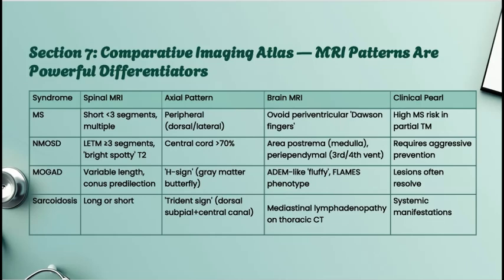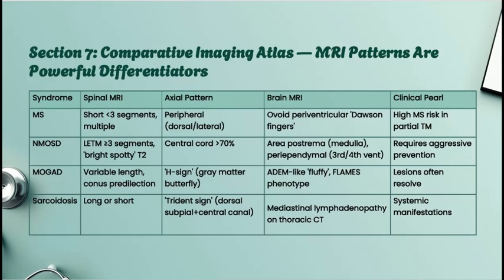In MOG antibody-associated disease, lesion length is more variable. A notable clue is conus medullaris involvement, which is relatively characteristic. On axial imaging, one important pattern is the H sign, reflecting preferential grey matter involvement and producing a butterfly-like appearance.